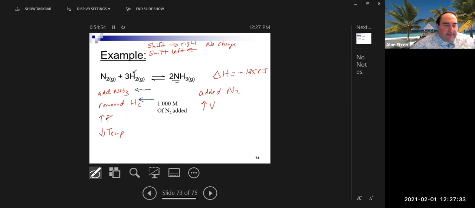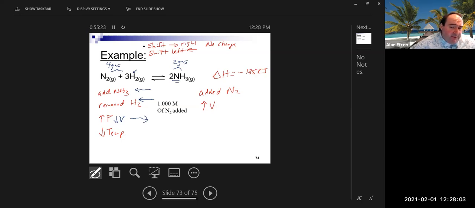If we increase the pressure, remember, what that really means is that the volume is probably decreasing. And when the volume decreases, we want fewer gas molecules. On this side here, we have 4 gas molecules. On this side, we have 2 gas molecules. So it should actually shift to the right in this particular case because of that.